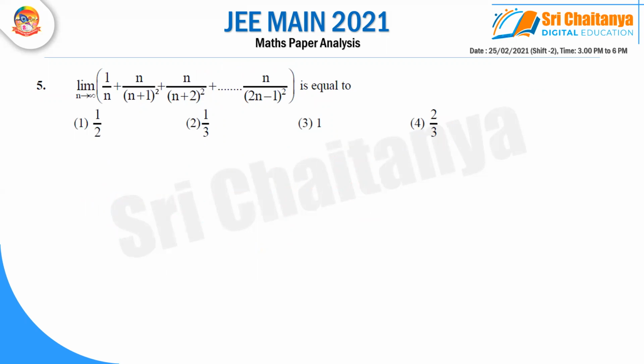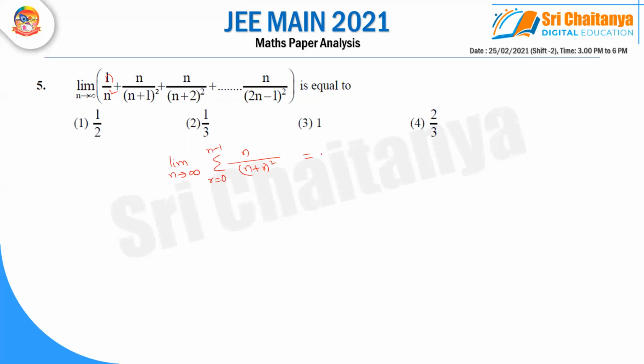Next, this is a question from limit as a sum. If you see properly, I can write this as n by n square so that I can think of some general term. So limit n tends to infinity n by (n plus r) whole square, summation r value is from 0 to n minus 1.